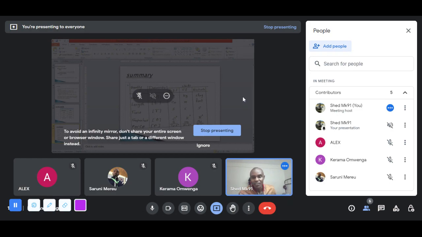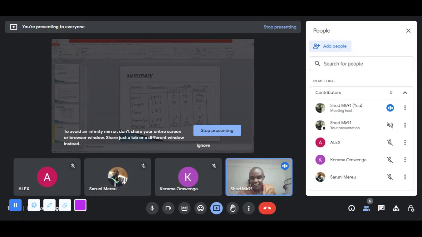I'd like to know whether there is anyone with a question on dimensions and units. Do you have a question? Anyone with a question on dimensions or units? Yes, Saruni, you have a question? No, I don't have a question, Mwalimu.